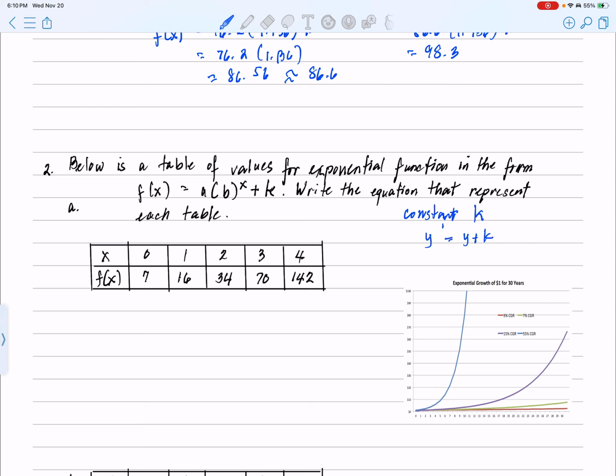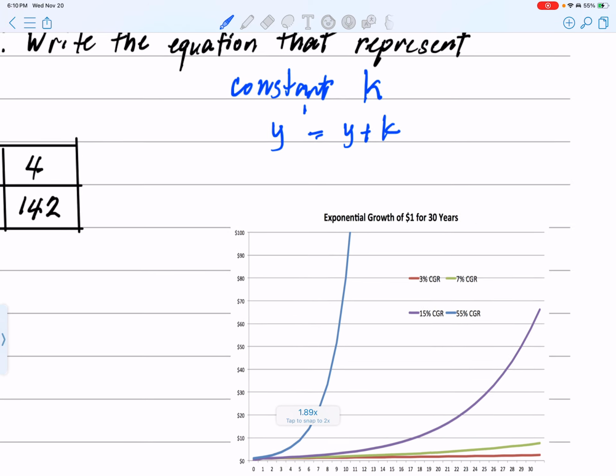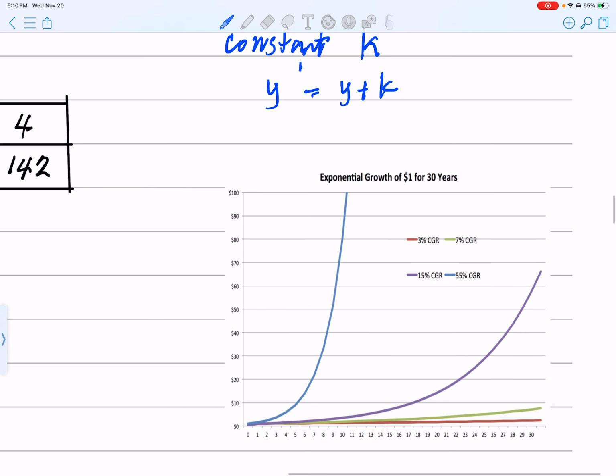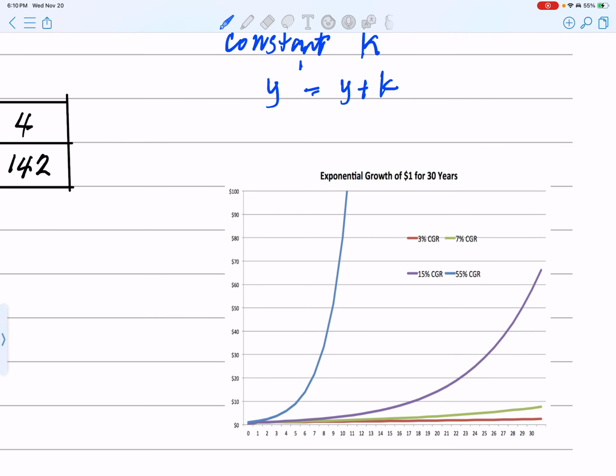How we can analyze the growth rate of y to the first power over time, which will be all proportional. So another example could be the start of an investment right here, or exponential growth of $1 for 30 years. The investment starts at a certain value and the growth rate is not immediately visible until we add a constant to the value of the investment.